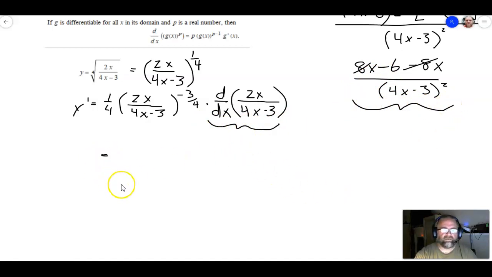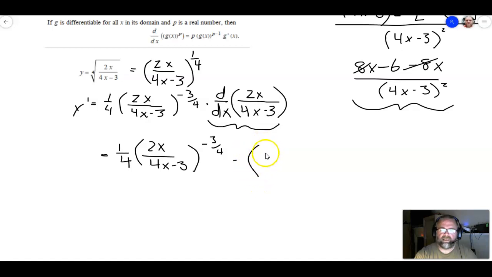So this is going to be equal to 1/4 times 2x over 4x minus 3 raised to the negative 3/4 power, times negative 6 all over, this should be a times, not a minus, all over 4x minus 3 quantity squared. All right, so let's see what we can do here.